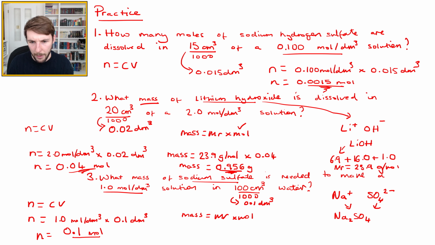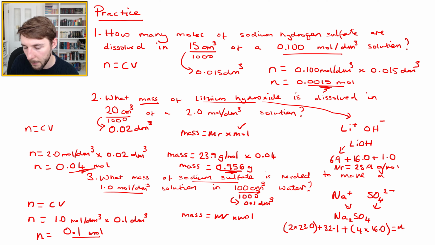Now we need the Ars of each one of those elements in order to work out the Mr. So our sodium is 23, but we've got 2 of them. So I'm just going to write this a little bit wide so I've got enough room. So it's going to be 2 times 23.0 for the sodium. We've got 1 sulfur in this, so that sulfur is 32.1. And we've got 4 oxygens in this, that's 4 times 16.0. So our Mr for this one should be 142.1 grams per mole.